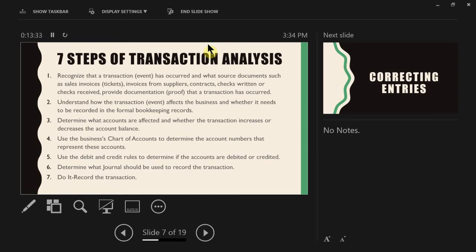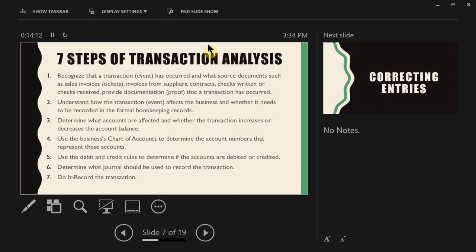Then step number 3 is to determine which accounts are affected and whether the transaction increased or decreased a certain account. So this is where we determine, what did I do? Well, I increased my supplies, but I had to spend cash for that. So I'm determining what transaction happened, how it affected my business, and what accounts I'm going to affect. In this case, I'm affecting my supplies and my cash.